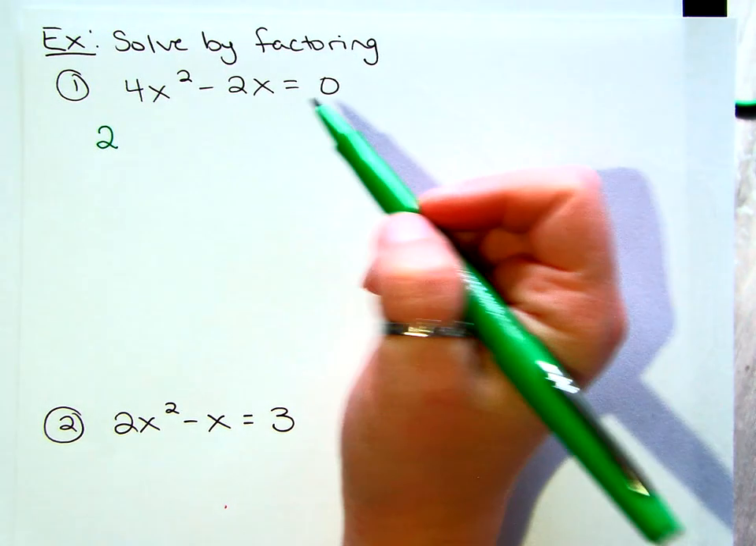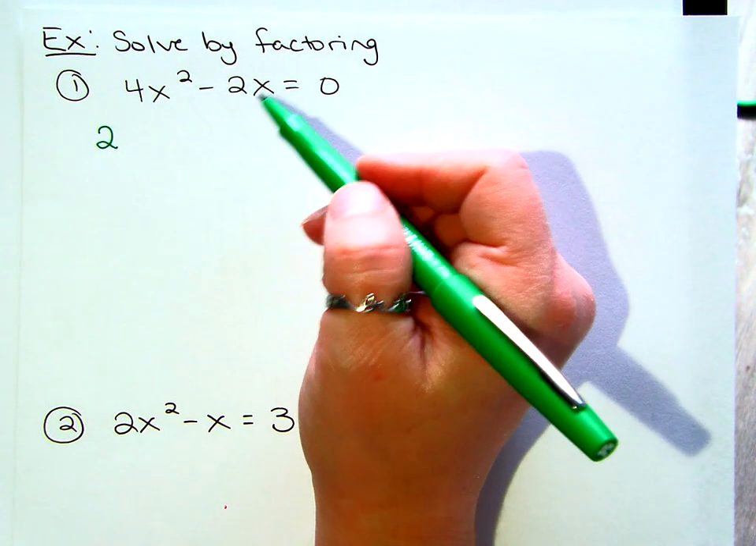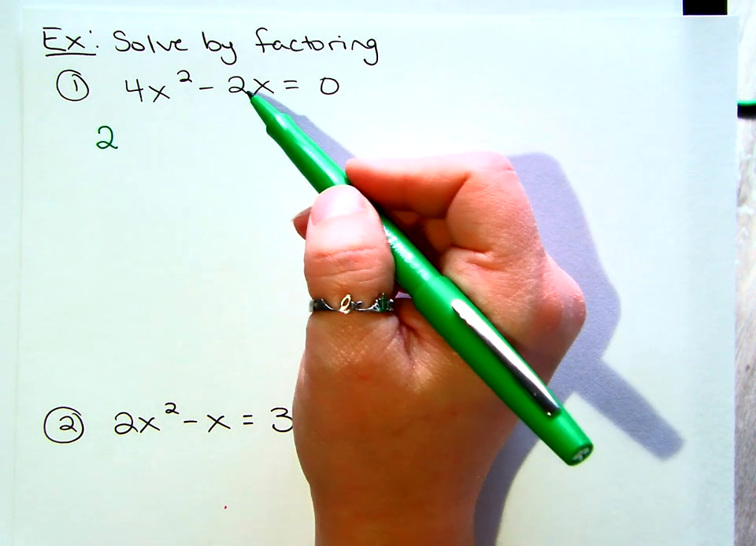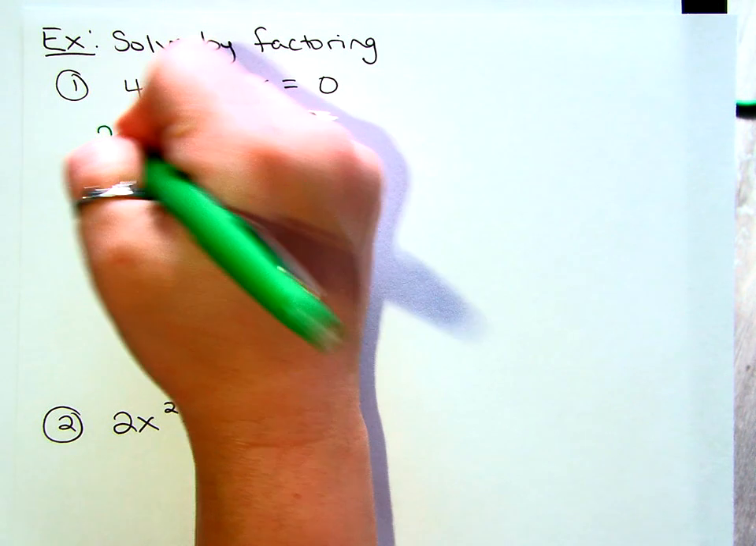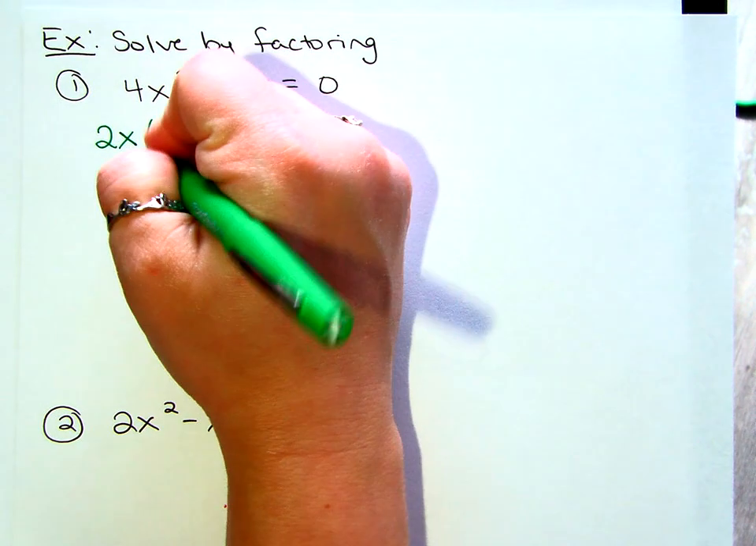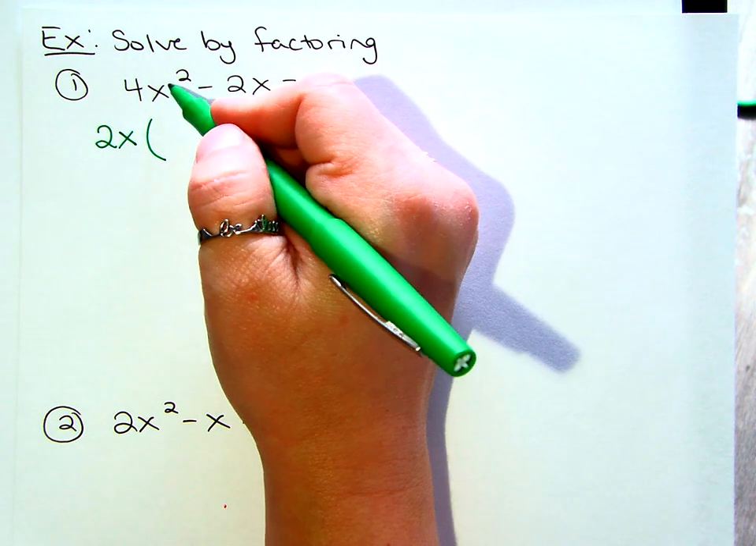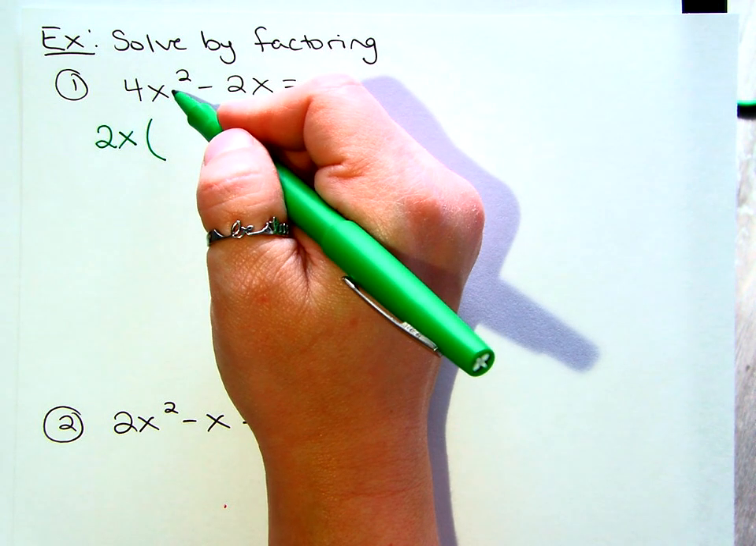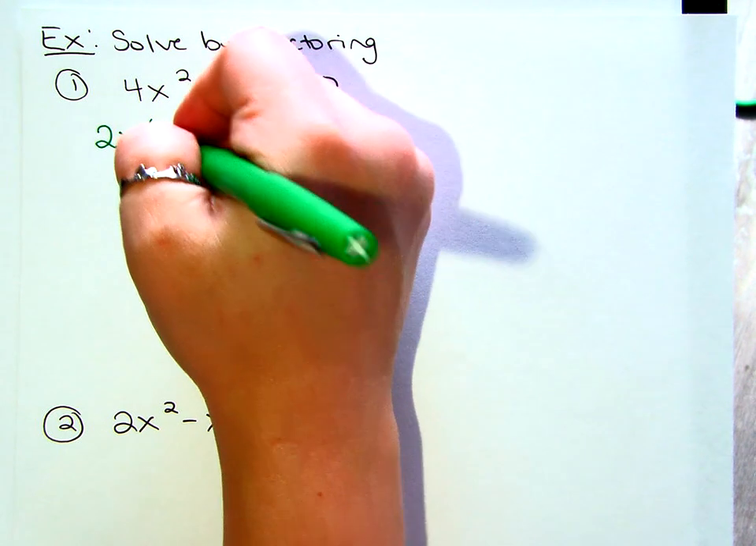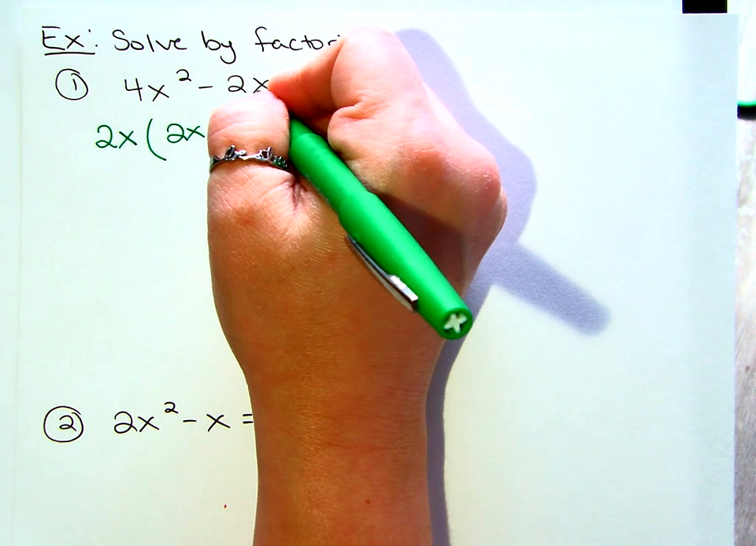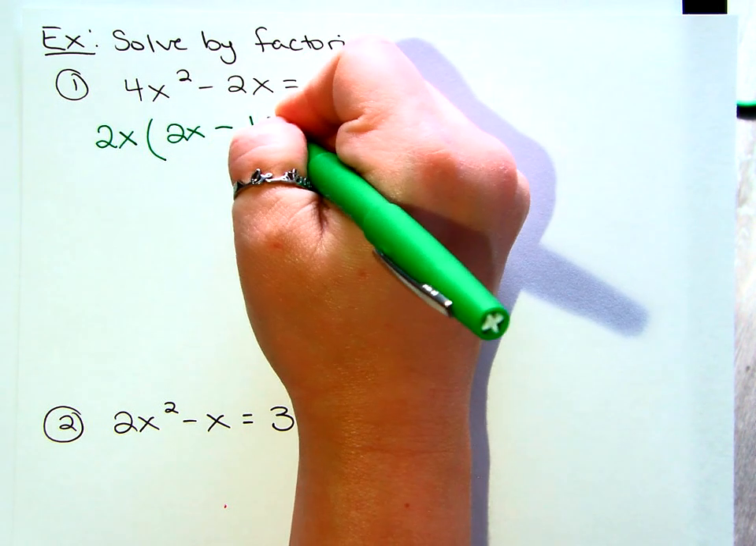And then I'm going to make sure that they don't have anything else in common. I have an x squared and an x. So they do both share an x as well. So I'm going to factor out a 2x. And when I do that, I need to ask, okay, 2x times what gives me the 4x squared? Well, 2x times 2x would give me the 4x squared. And then 2x times what gives me a negative 2x? Well, it's a negative 1.